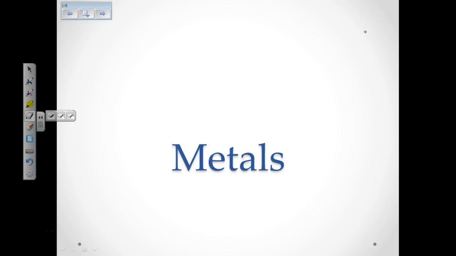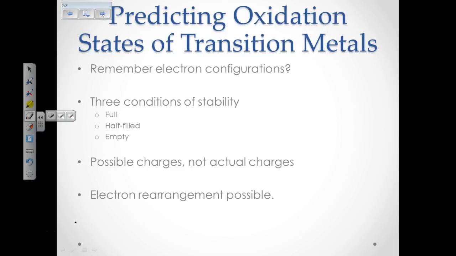Hey everybody, wanted to spend a little bit of time going over metals and how they react and how to name some of the more complicated metal compounds, and even talk a little bit about something called isomerism. But in this video we're going to talk about determining oxidation states of transition metals.